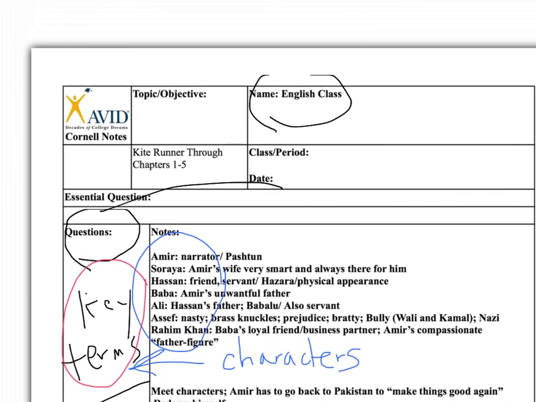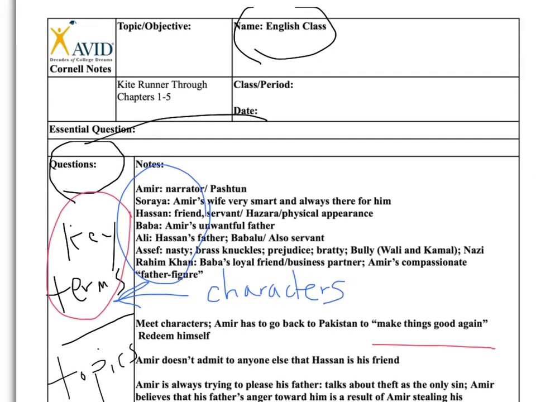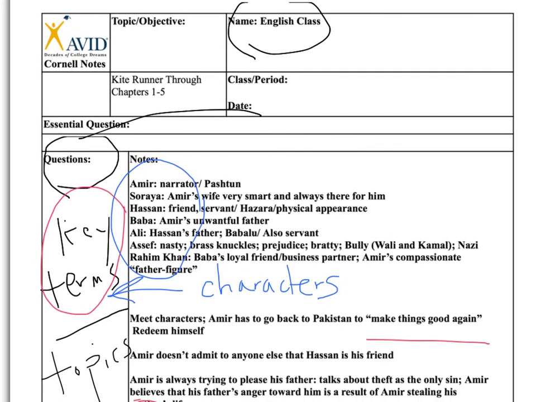I believe that this is a good summary of Kite Runner through chapters 1 through 5. I think it's very useful. And if you keep modeling every other chapter after this, I think you'll be very successful in class.